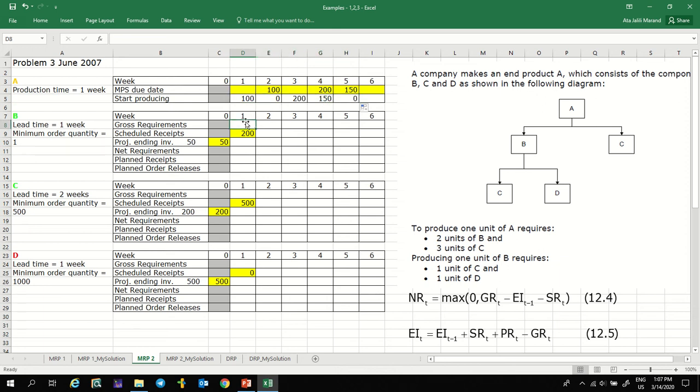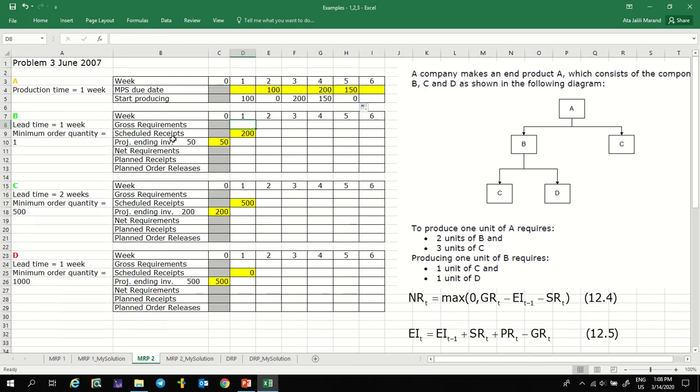Now let's go to the next table, which is the table for component B. Component B is only used in product A, right? So here for the gross requirement for component B, I will see the numbers that need to be ready in each week for product A. So I want to have 100 units ready in week 1. I need to start the production of 100 units of product A in week 1, so I want all of its components to be ready by that time.